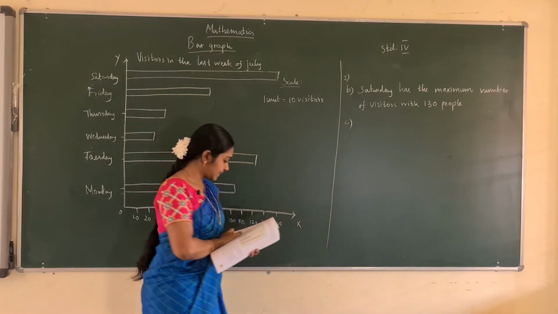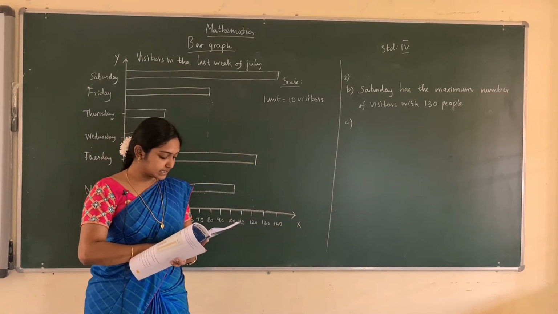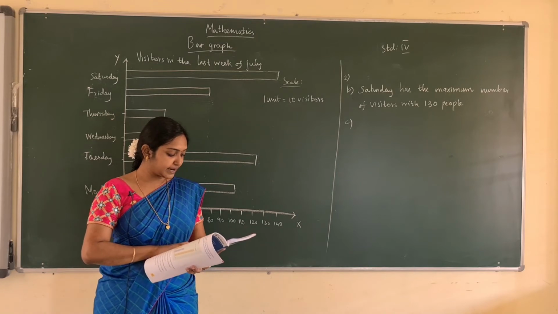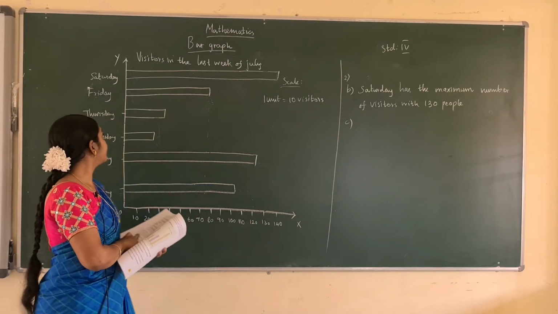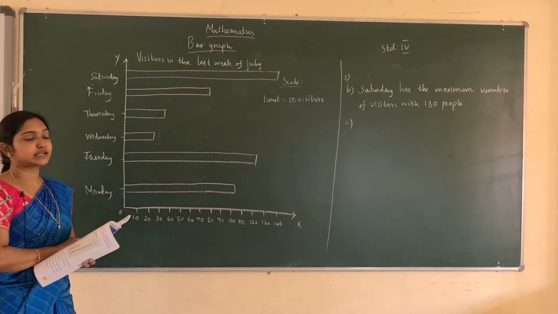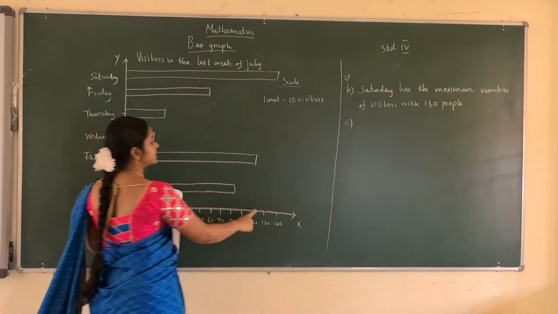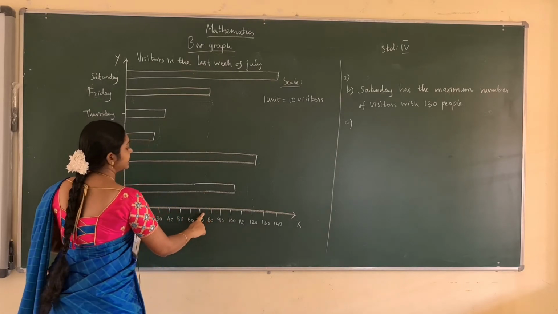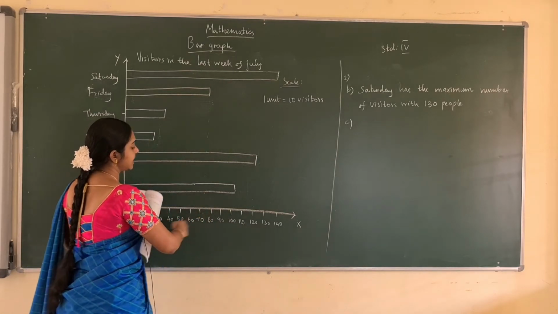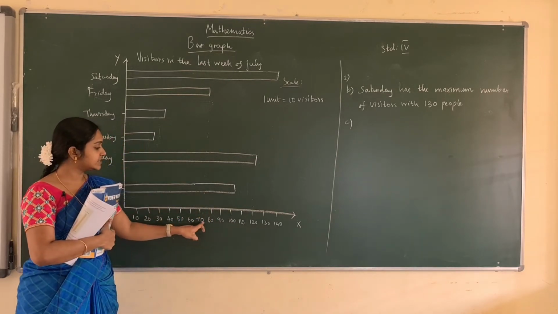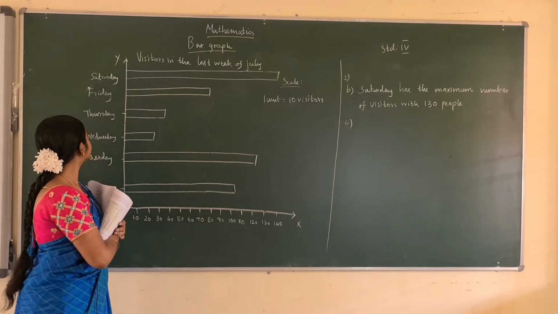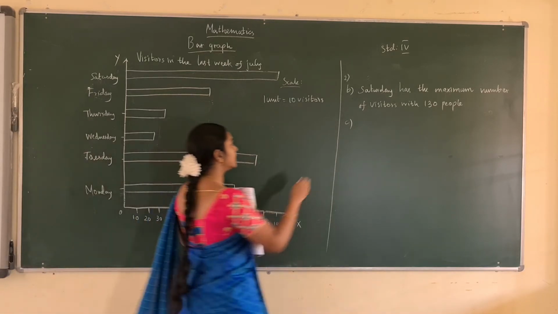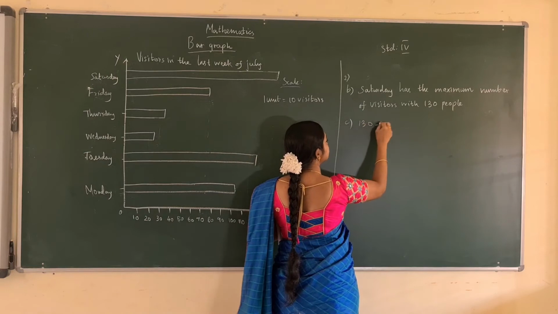Next, how many fewer people visited the museum on Friday than on Saturday? So compare Friday and Saturday and subtract, and that will be the answer. For Saturday it is 130. For Friday it is in between 70 and 80, so the number in between is 75. So we have to subtract 75 from 130.